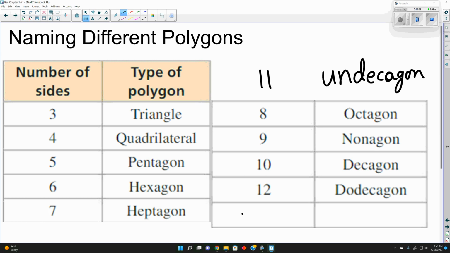But once we get past a certain amount, we can call it an n-gon, whatever the number of sides is, followed by gon. So for 20, we can say 20-gon.